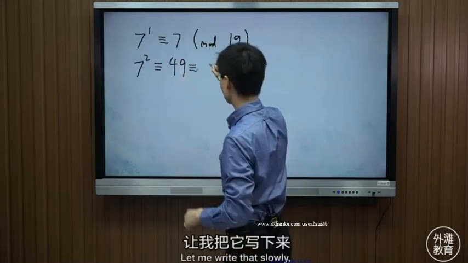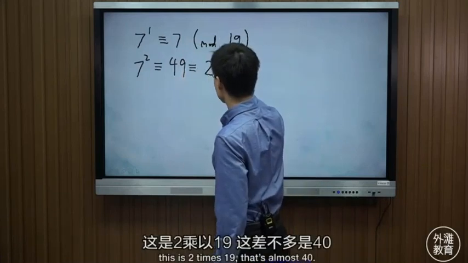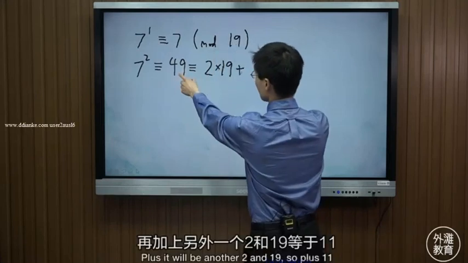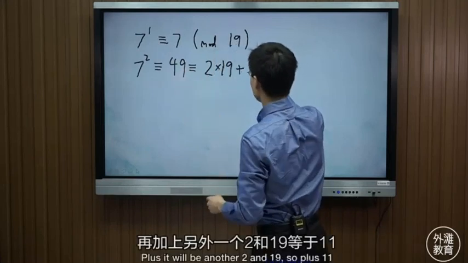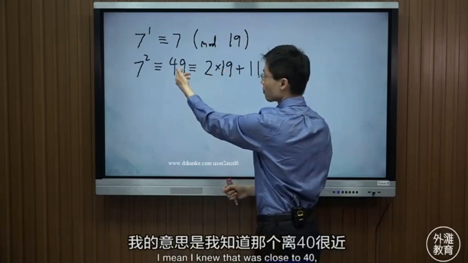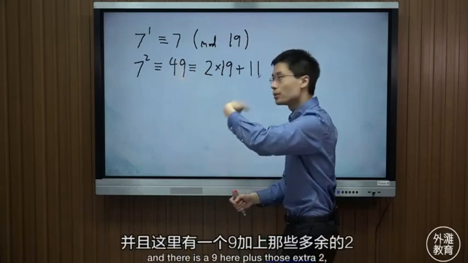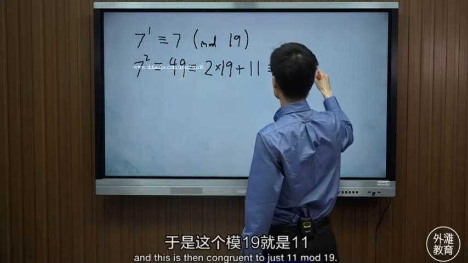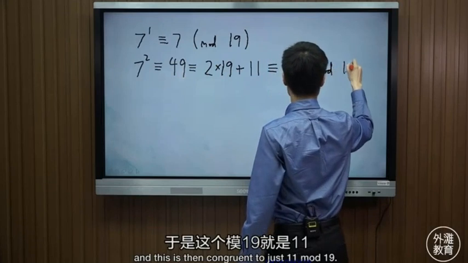Let me write that slowly. This is 2 times 19. That's almost 40. Plus, it'll be another 2 and 19. So plus 11, because that's 38. I mean, I knew it was close to 40. And there's a 9 here plus those extra 2. And this is then congruent to just 11 mod 19.